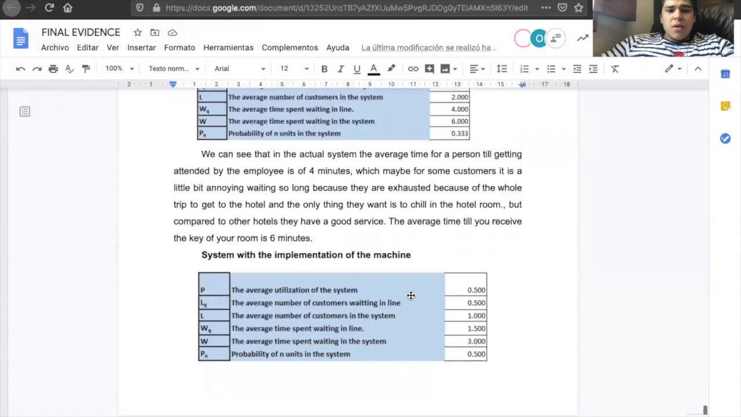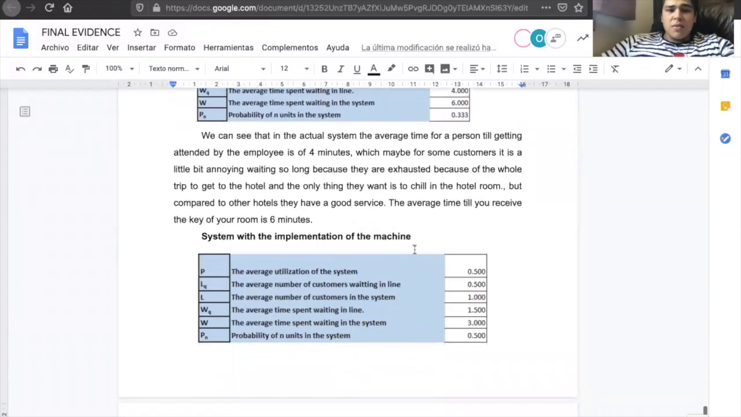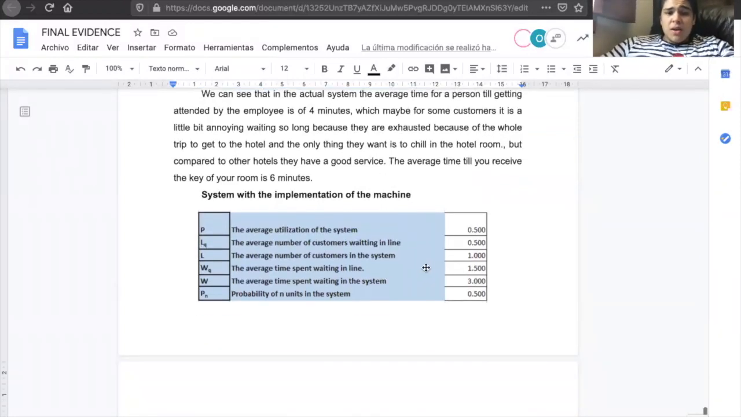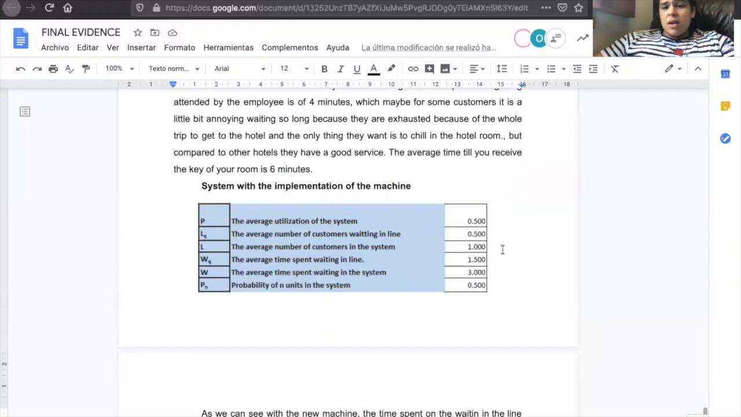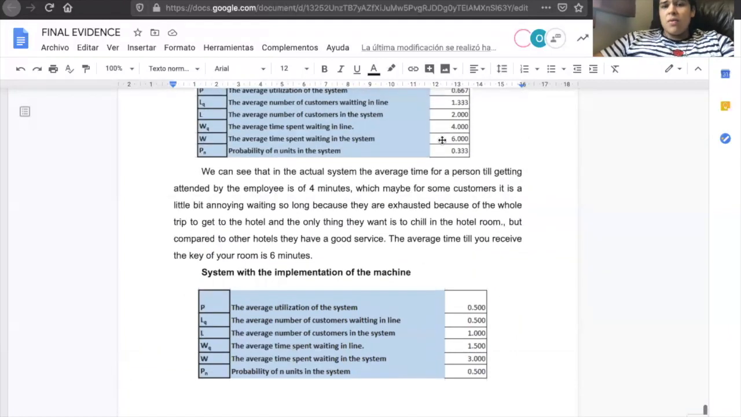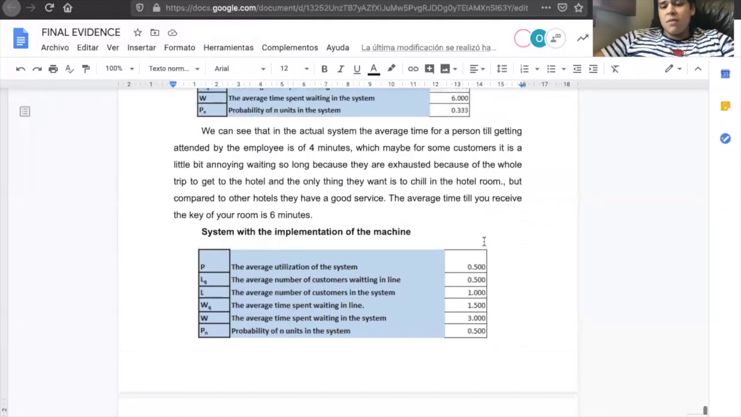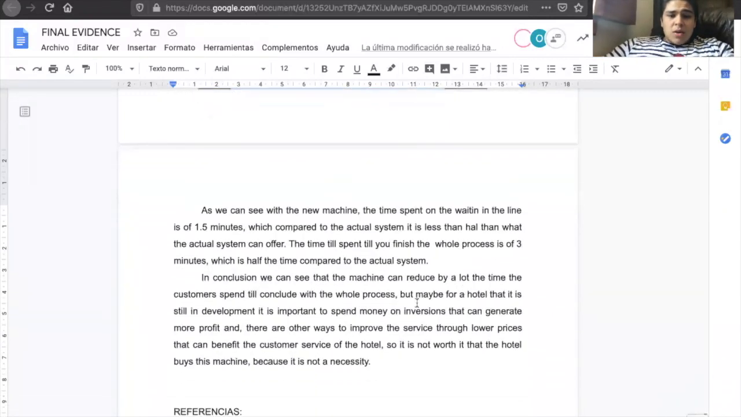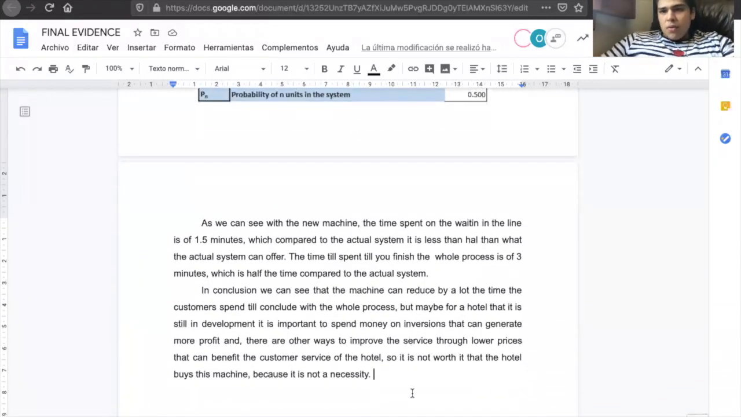So here, on the other hand, we have the implementation of the machine. As we can see, the waiting line goes down to 1.5 minutes per client and a total time spent of 3 minutes on the whole system. So as we can see, the time reduces to half of what it was without the machine. As our conclusion, it is affordable for the hotel to buy the machine. So it's a great idea to reduce the waiting line system they have.